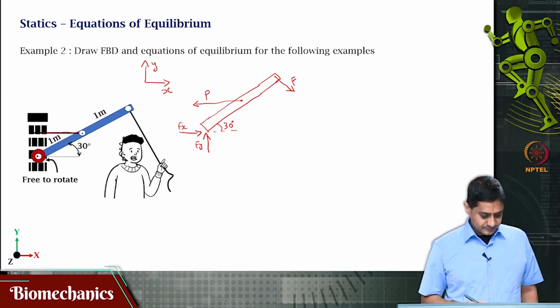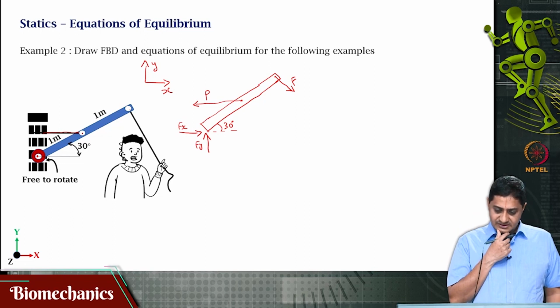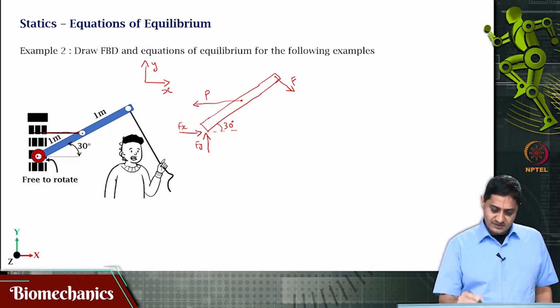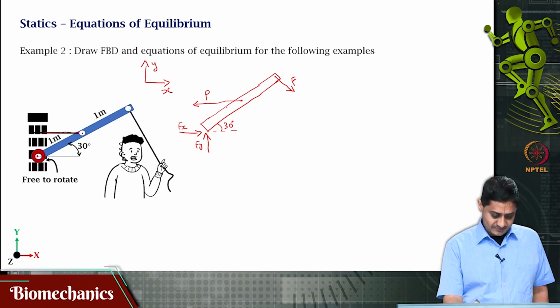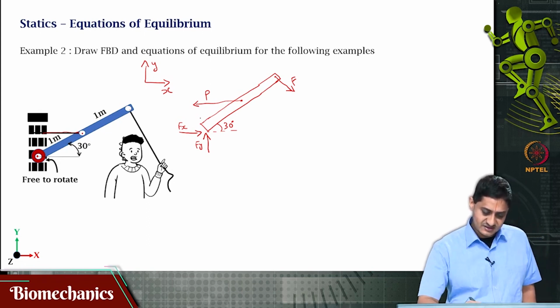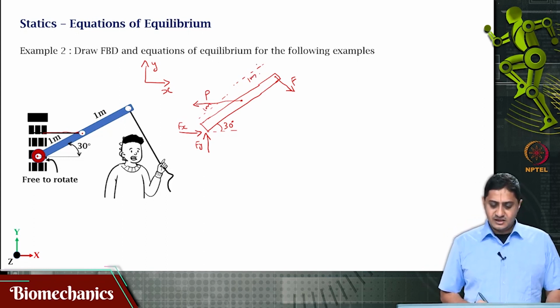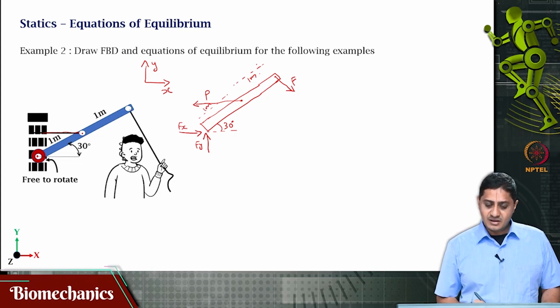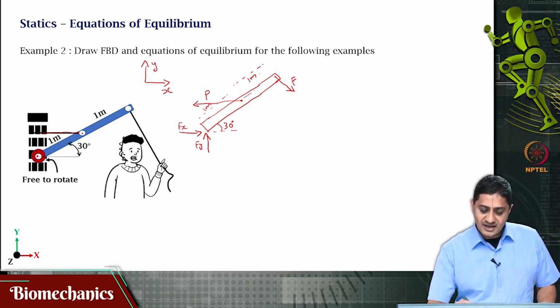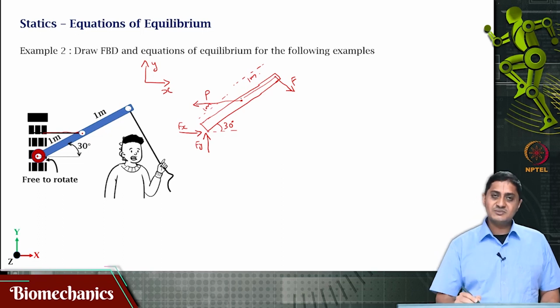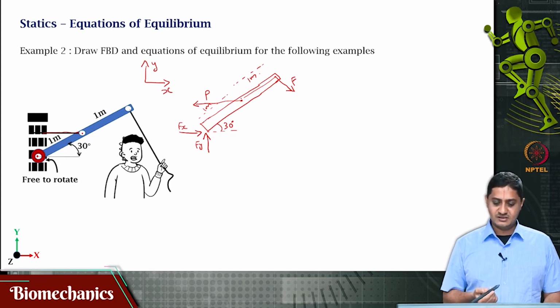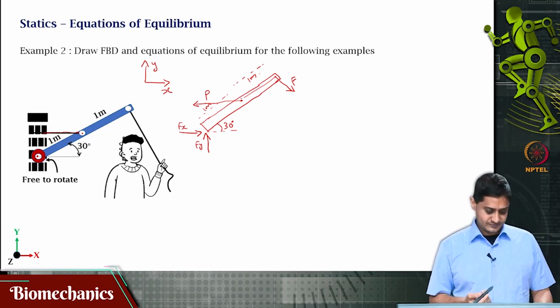Now, something to remember is that there will be a component of P. Remember, this distance is 1 meter, and that distance is 1 meter. There will be a component of P acting along the longitudinal axis of the beam, and there will be a component of P that will be acting perpendicular to, or transverse to, the beam. Okay. That is something that we will have to find out.